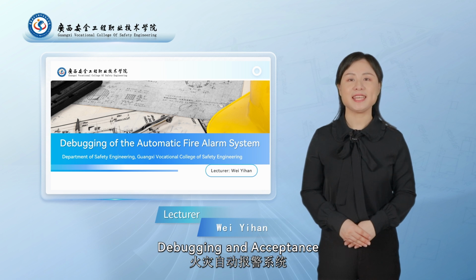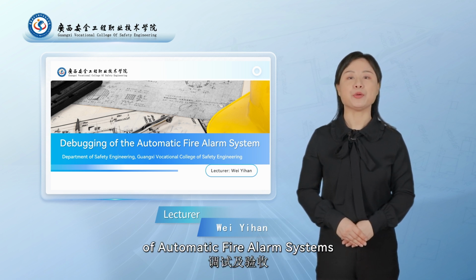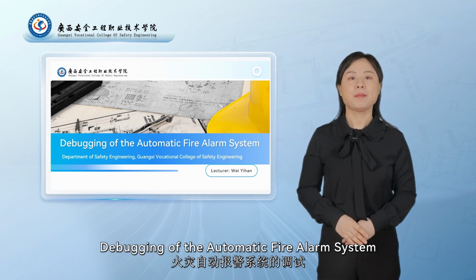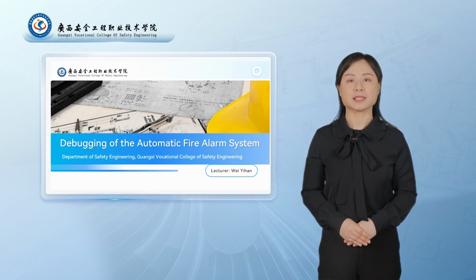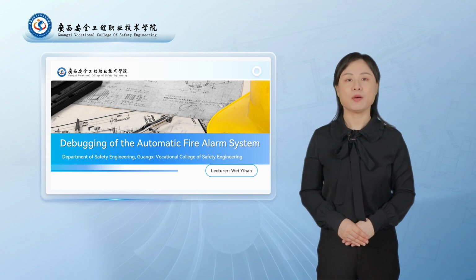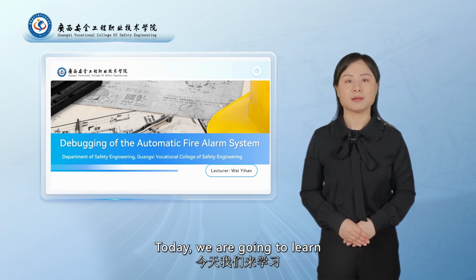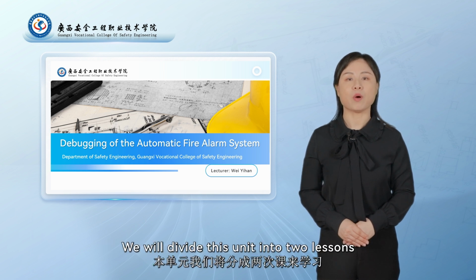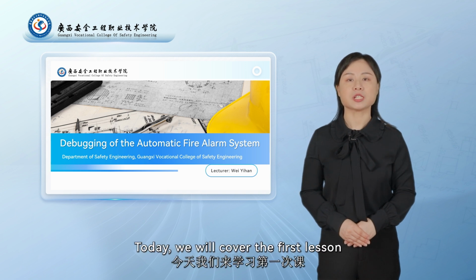Debugging and acceptance of automatic fire alarm systems. Task 1. Debugging of the automatic fire alarm system. Hello, everyone. Today, we are going to learn debugging of the automatic fire alarm system. We will divide this unit into 2 lessons. Today, we will cover the first lesson.